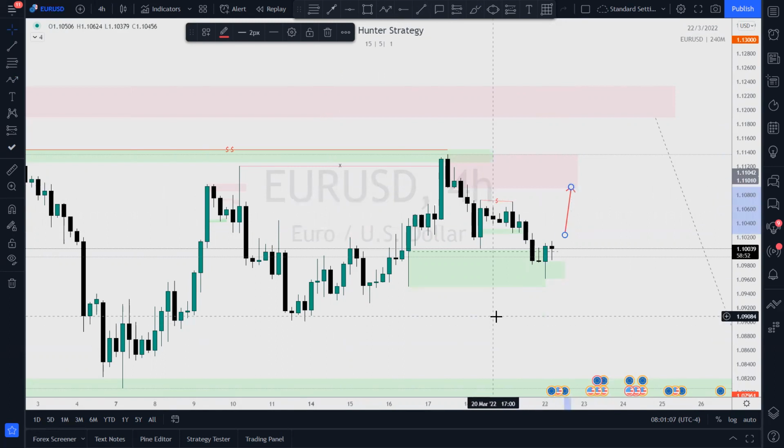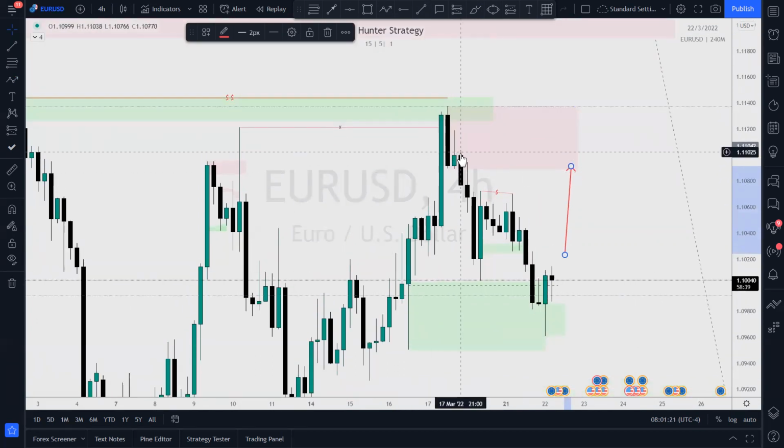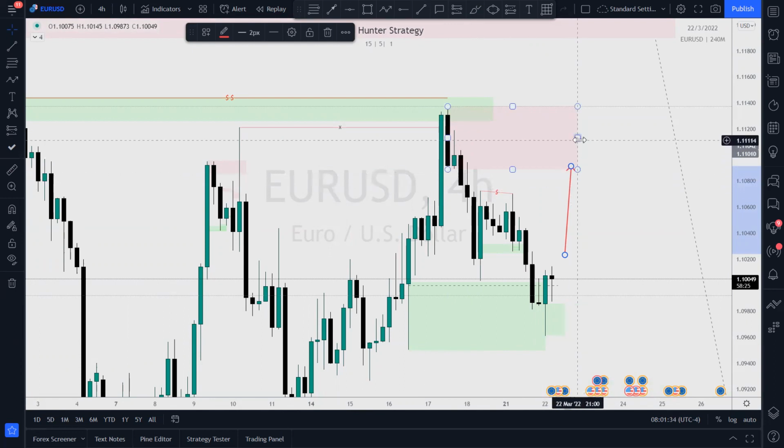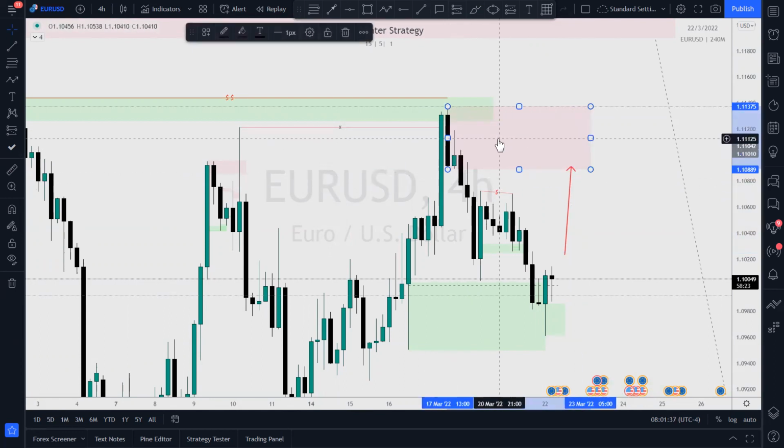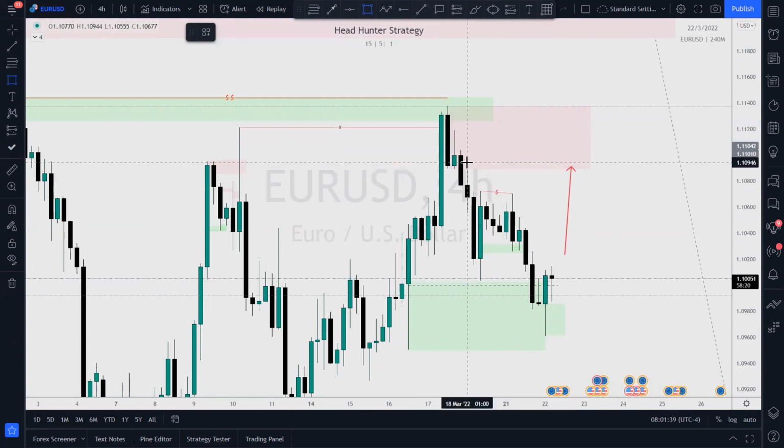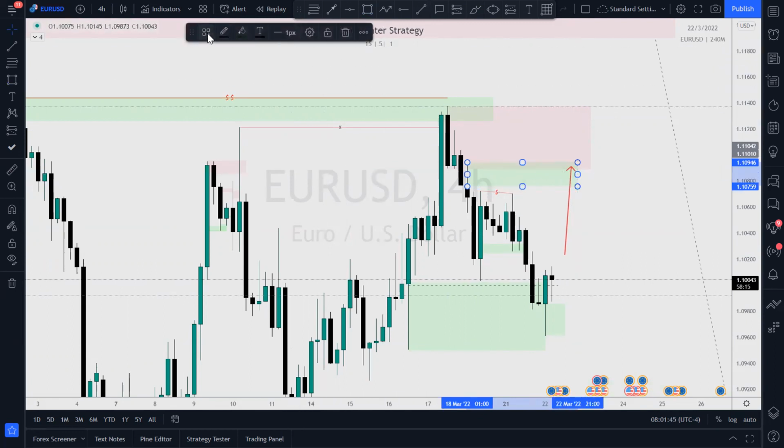Do we have an unmitigated supply zone up here? No, we do not. Even with this one, there's a wick right here. You've got to look at these little things. There's a wick that goes into the supply here, the supply in this wick. So yeah, we'll get a reaction here more than likely, but it won't be up here. I'll be looking more here. That's where I'll be looking.